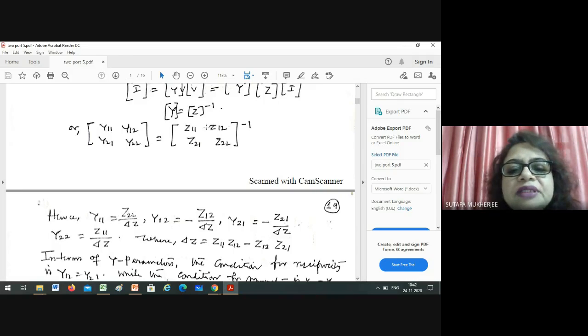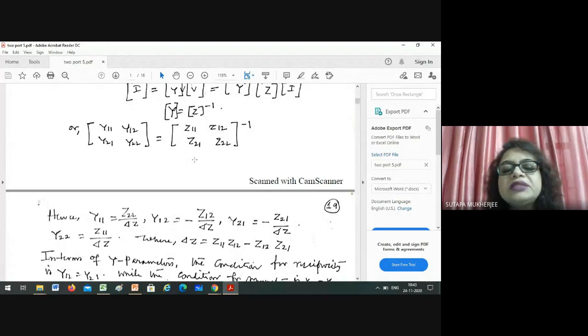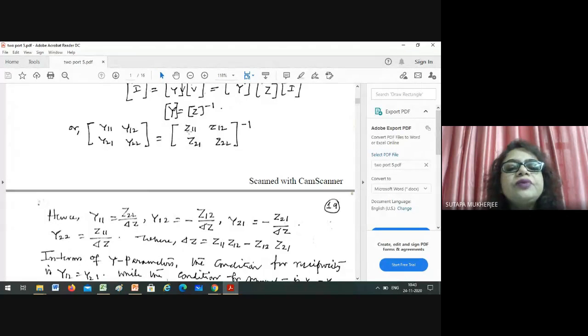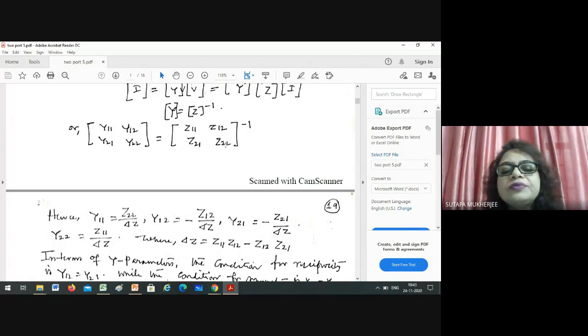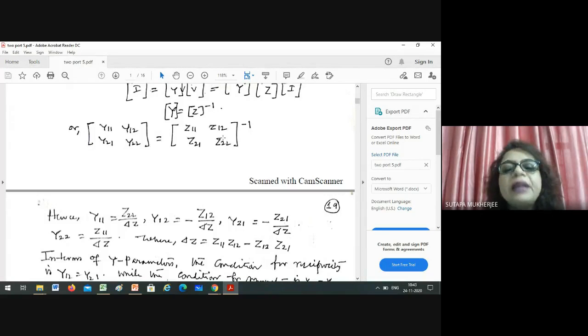Anybody can tell me what is the cofactor of Z12? Ma'am, Z21. And what is the sign of this? Minus. Just remember this. Coming to Z21, what is the cofactor of this one? Z12. And what will be the sign of this? Minus. And what is the cofactor of Z22? Z11, and the sign will be plus.